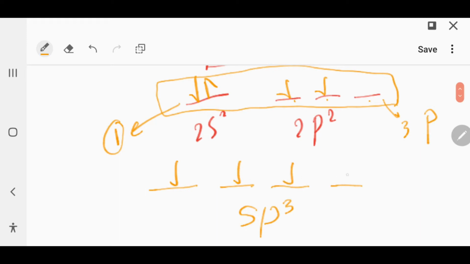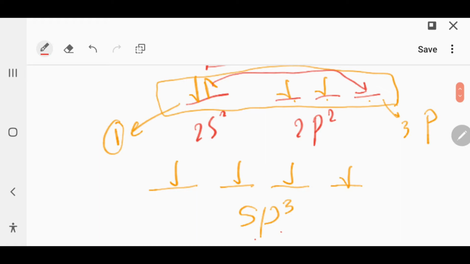So instead of having 2 electrons in the s orbital, one electron will be moved to fill the p orbital and form 4 orbitals, and the type of each one will be sp3. So we don't have an s orbital anymore, and we don't have p orbitals anymore, but we have 4 orbitals with the same type, which is sp3.